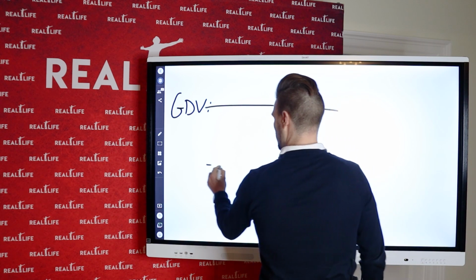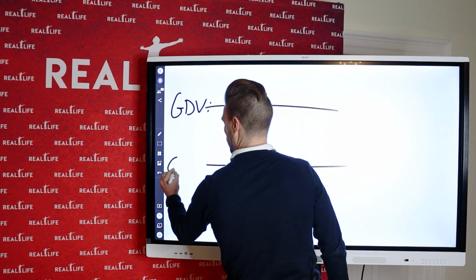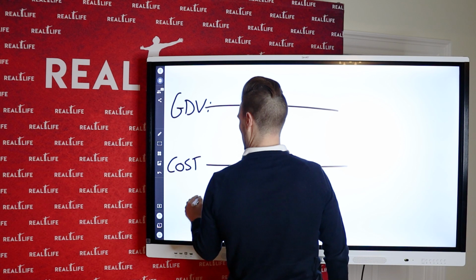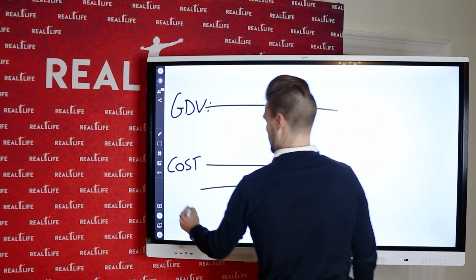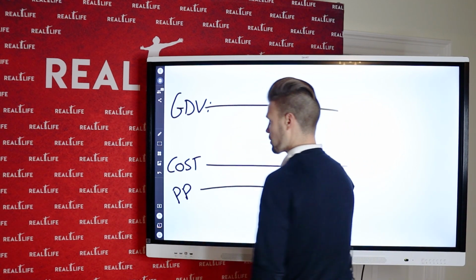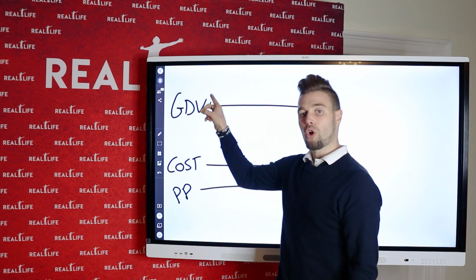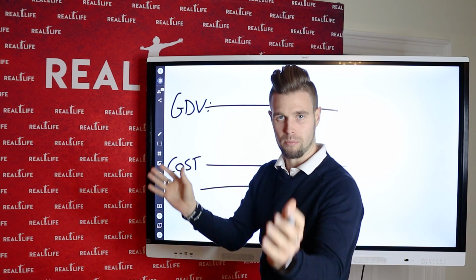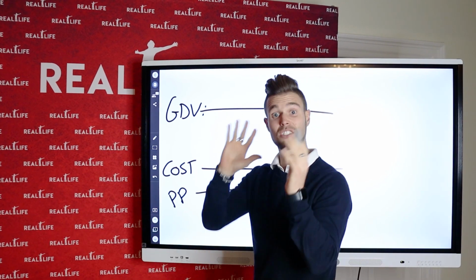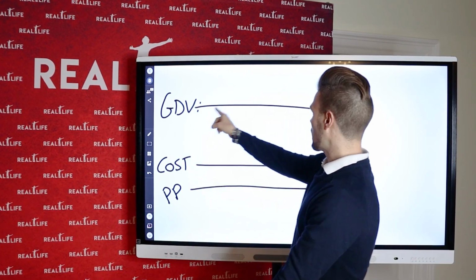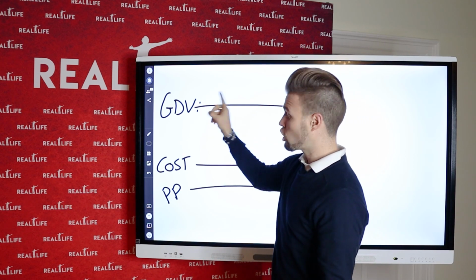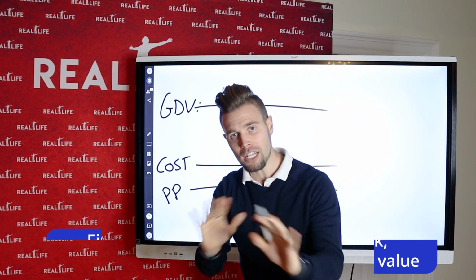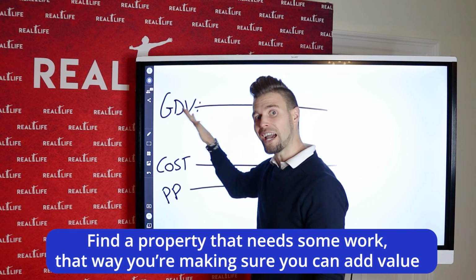So then I'm going to have a cost. And then what this is going to allow me to do is have a purchase price. So when I know what my product is, let's say it's a 4-bedroom house in a particular area with a certain kitchen or whatever, because that's the one that's selling, then I've got to go out there and now find something that is not that end product.